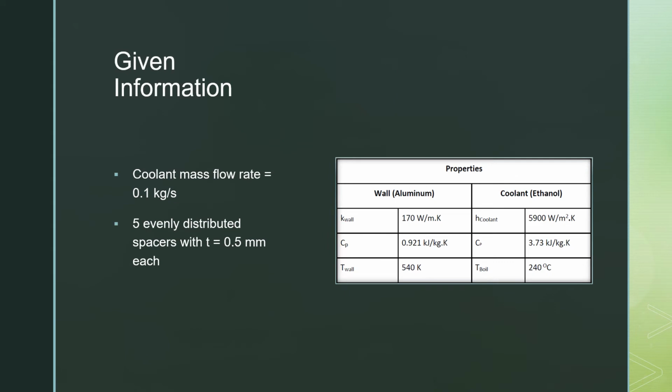The information that the student will be given is that they have a coolant mass flow rate of 0.1 kilograms per second and a thickness of 0.5 millimeters for each of the 5 evenly distributed spacers. The properties for both aluminum and ethanol with their respective temperatures will also be given.